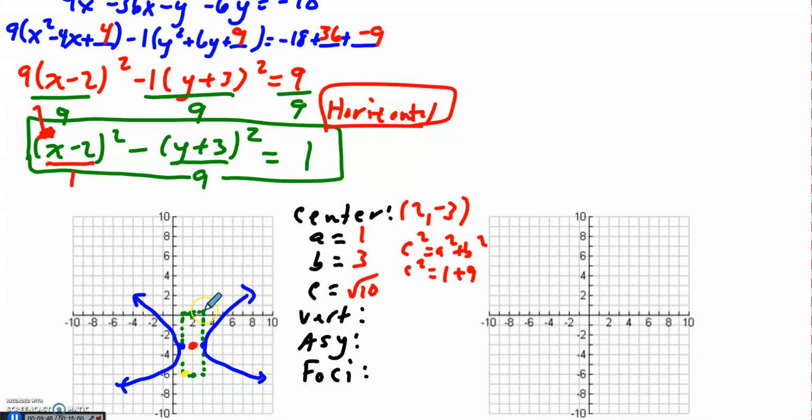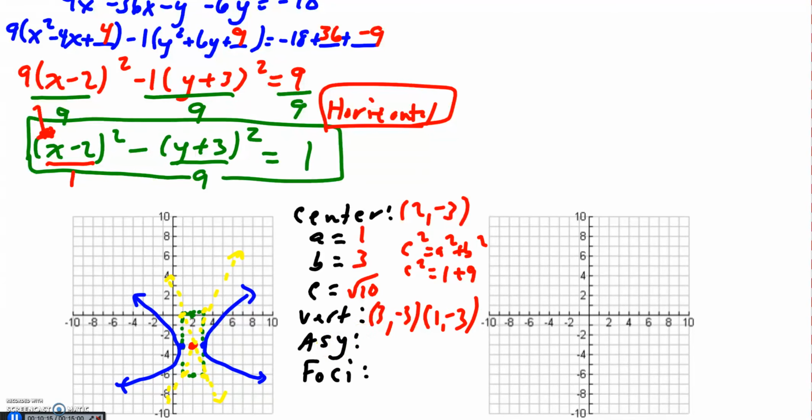I also would need to find the equation of my asymptotes here. So I would go through the center, and I would go through the vertices of my diagonals of the rectangle here. And so before I get to the asymptotes, let me first list that my vertices would be at 3, -3, and 1, -3.